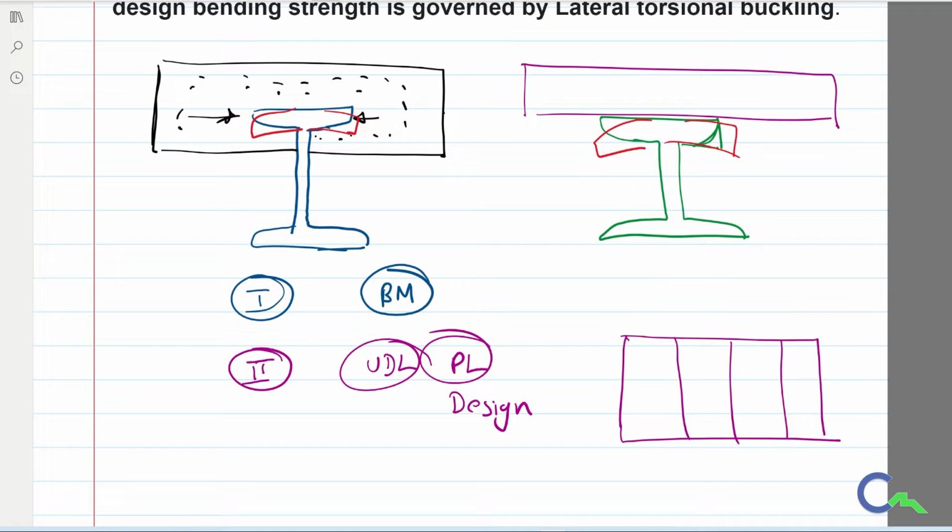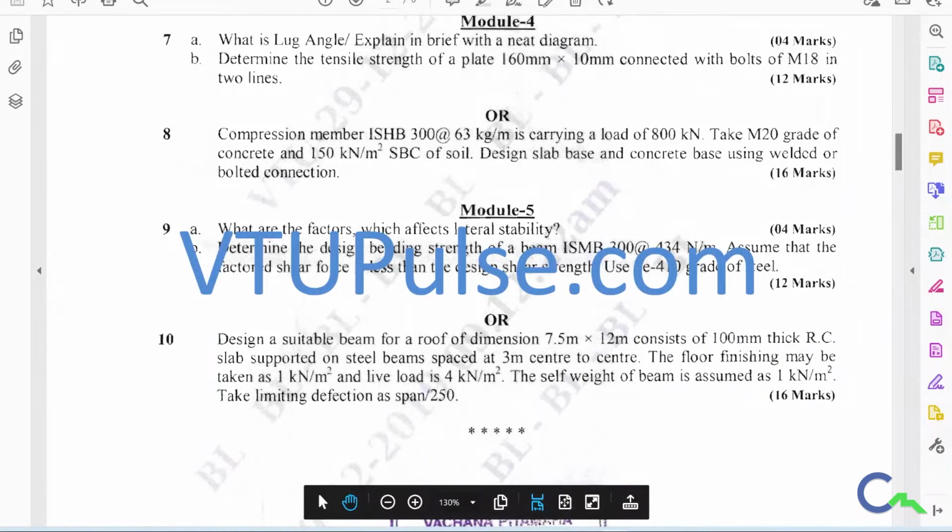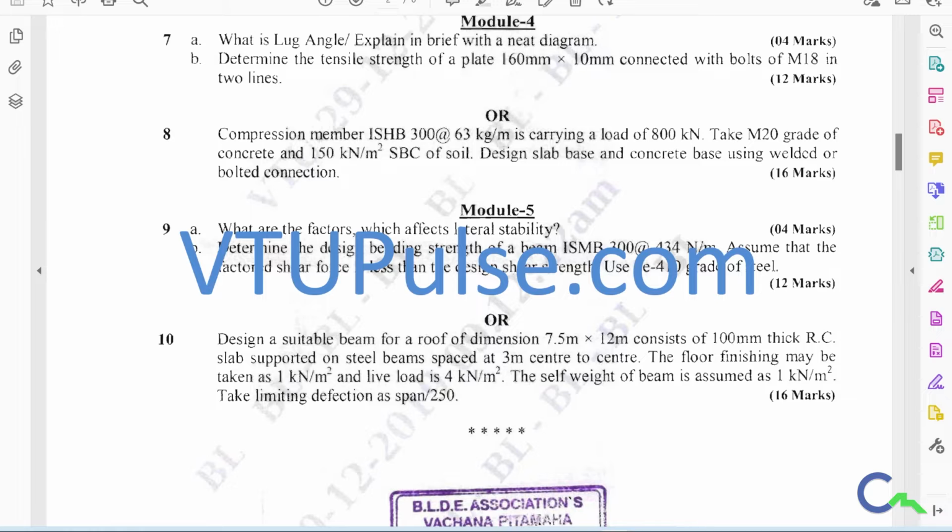In the first type, we have to calculate the strength of that particular beam. In the second type, we have to design the entire beam, then do particular checks. So let us refer to the latest VTU question paper. As I said, two types of problem will be asked. If you see 9B, we have to determine the bending strength of the given section. For the given particular section, by going through different steps, we have to find the bending strength of the given section.